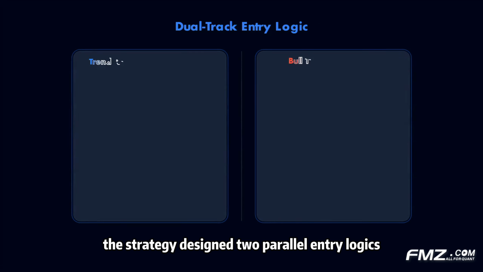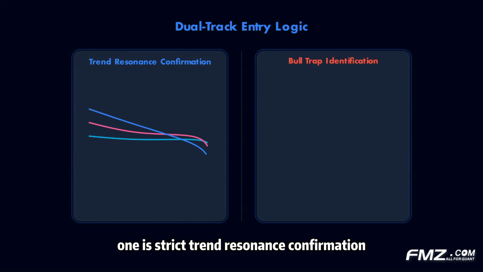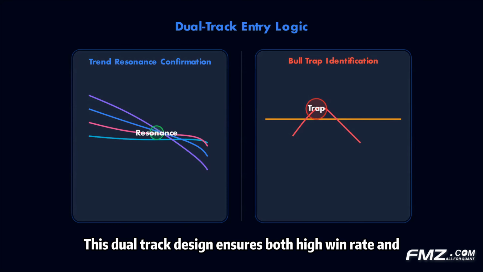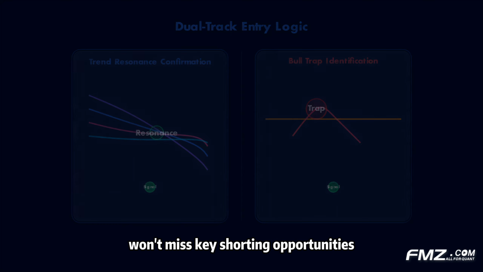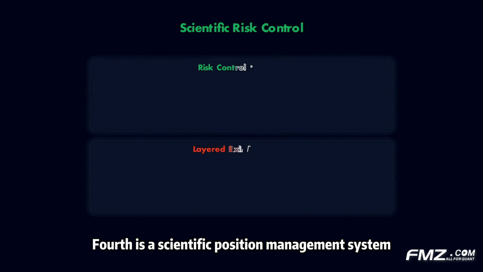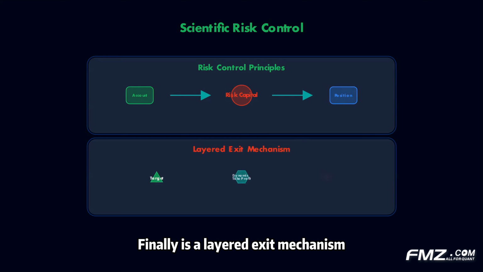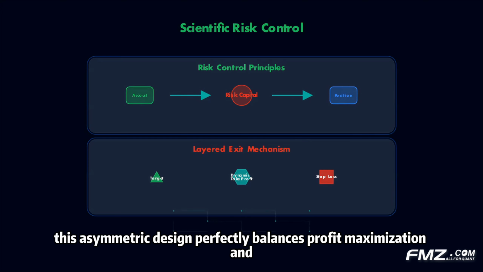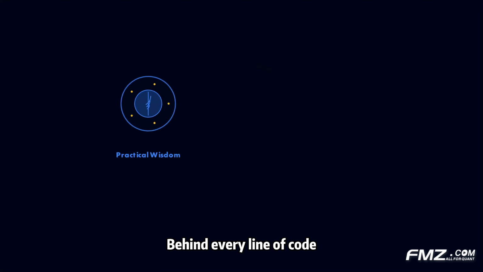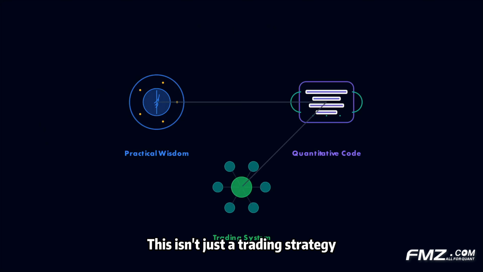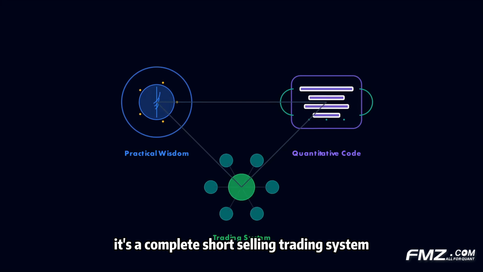Third is precise entry timing. The strategy designed two parallel entry logics. One is strict trend resonance confirmation, the other is classic bull trap identification. This dual-track design ensures both high win rate and will not miss key shorting opportunities. Fourth is a scientific position management system, ensuring each trade's risk is controllable and standardized. Finally, is a layered exit mechanism. This asymmetric design perfectly balances profit maximization and risk control needs. Behind every line of code, you can feel the wisdom crystallized from the author's countless real battles. This is not just a trading strategy, it is a complete short-selling trading system.